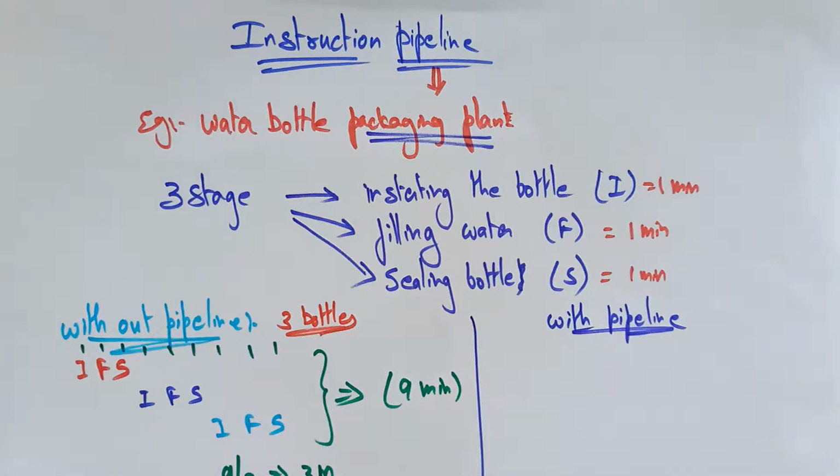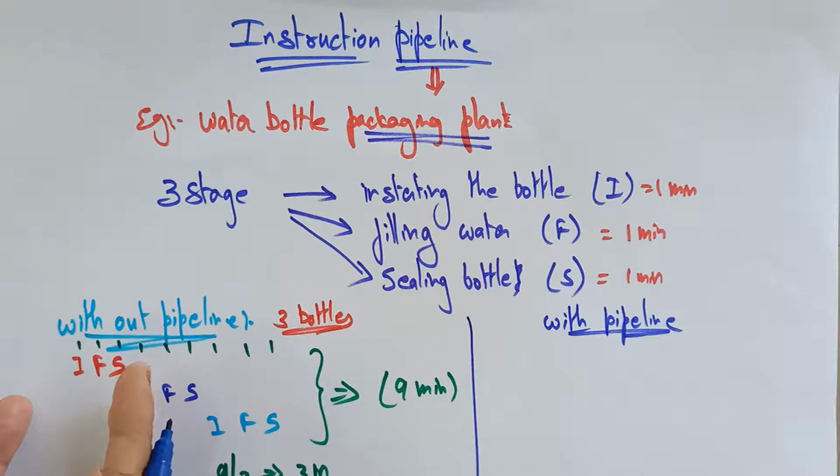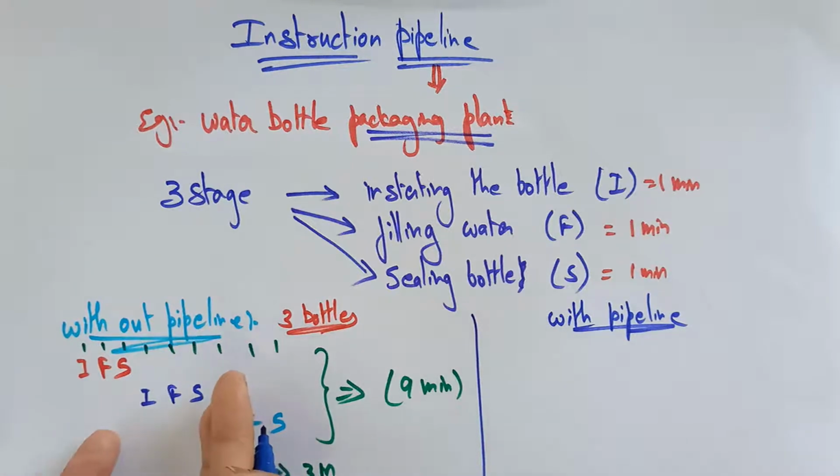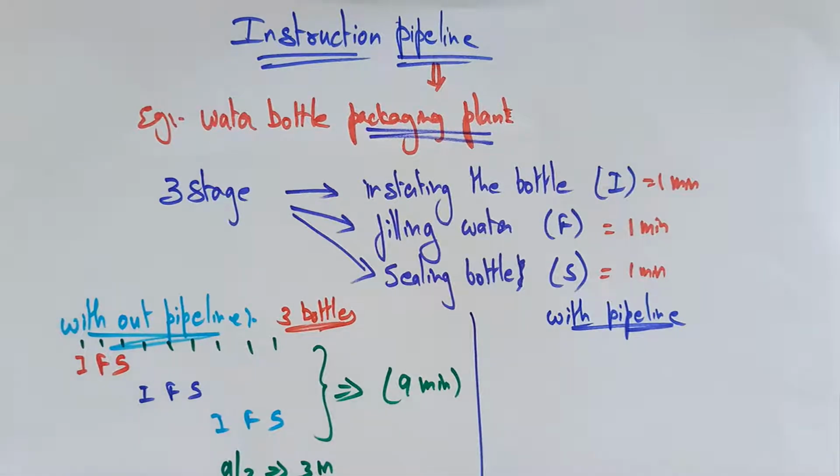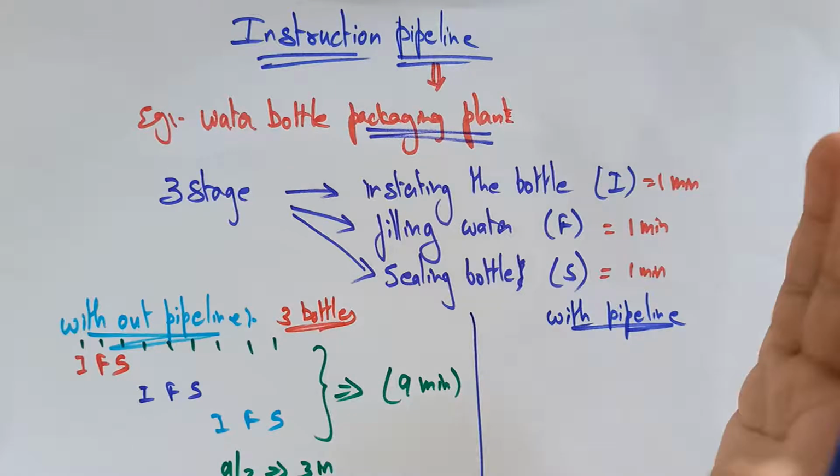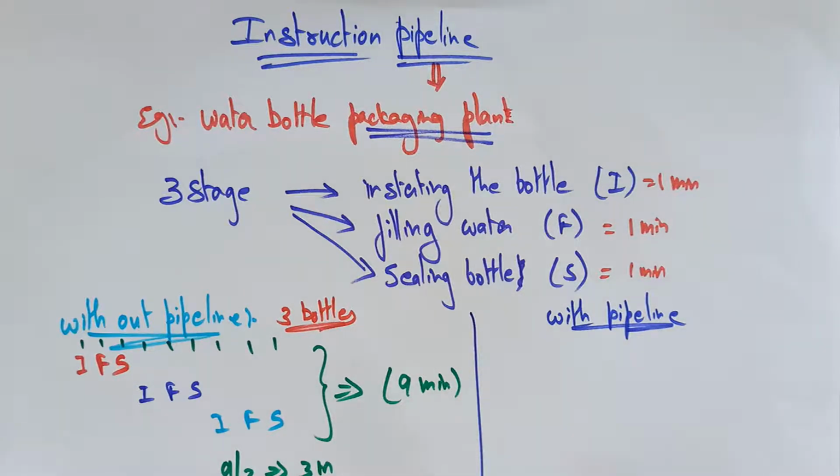I hope you understand. Without pipelining means after the completion of one complete task, the other bottle will then try to complete itself. After completing the second bottle's 3 stages, only then is the third bottle started. One complete delivery, and only after that do they start the next work. After completing all the tasks, they start another task, like that.